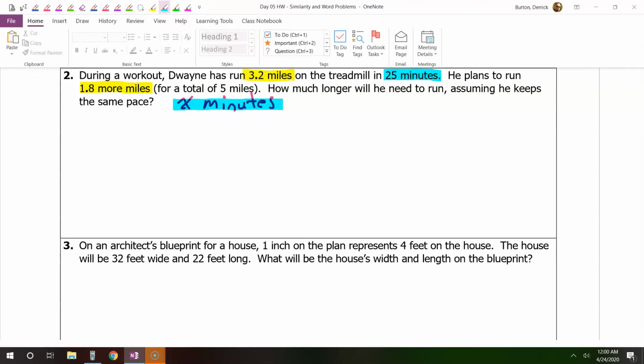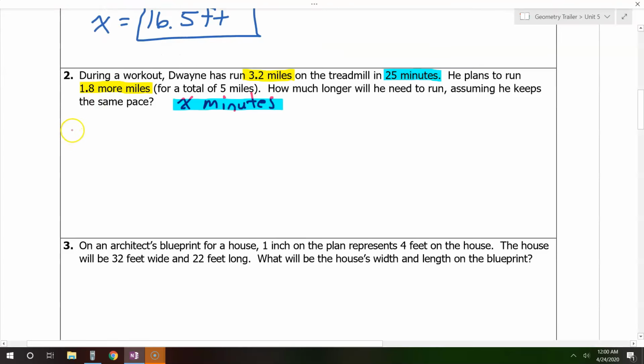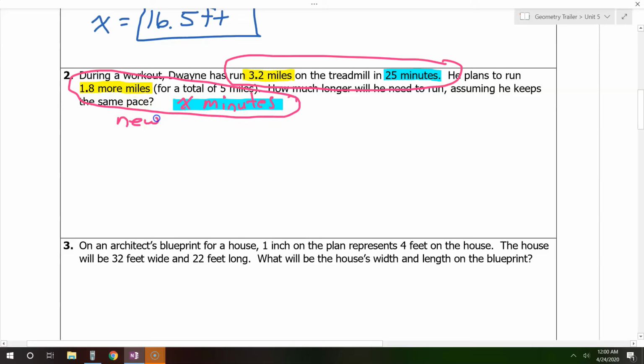All right, so let's set up our proportion. We have this pair of values, and we have this pair of values. I'm going to consider this to be the new pair of values, and I'm going to consider this pair of values to be the old pair of values. And just like with the triangles, I'm going to set up my equation in the form new over old is equal to new over old.